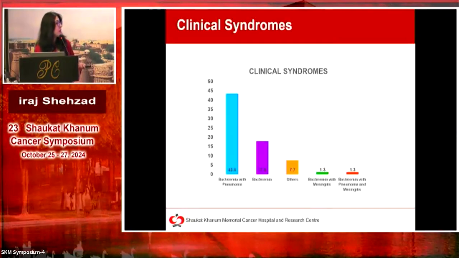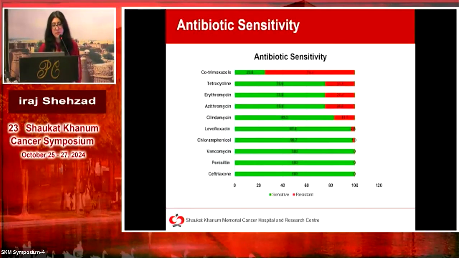On comparison of the clinical syndromes, the most common presentation was bacteremia with pneumonia in 43.6% of the patients, followed by bacteremia. Then there were other causes, which included otitis media, osteomyelitis, and streptococcal wound infections. 1 patient had bacteremia with meningitis, and 1 patient had bacteremia with pneumonia and meningitis.